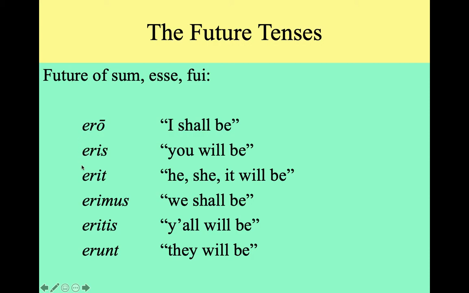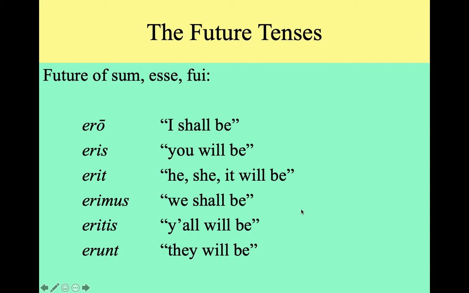Ero, eris, erit, erimus, eritis, erunt, and we'll work on a song for this one in class. And you can see that it's just the I shall be, you will be, he will be, we shall be, y'all will be, they will be. A quick note about shall. You'll see that it really only works in the first person singular and plural. You could also say I will be or we will be. Just a little note there.